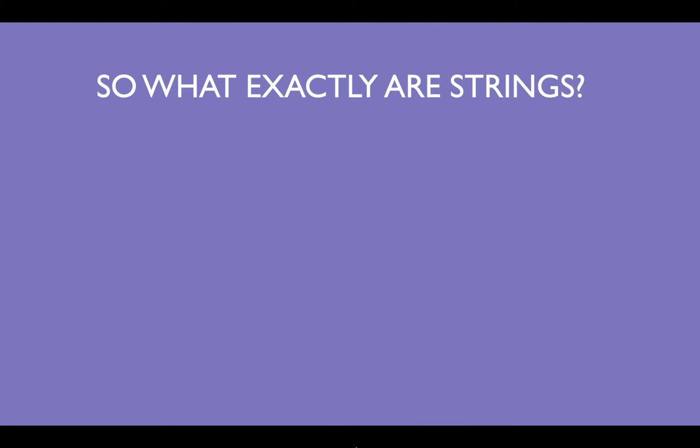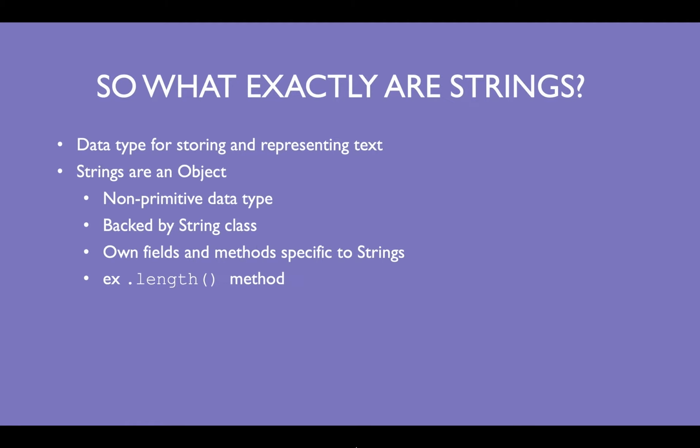Okay, so what exactly are strings? In all programming languages, strings are the data type used for storing and representing text. In Java, strings are an object, which means they are a non-primitive data type and are backed by a String class. And this means that all strings in Java are instances of this String class. Being a class means that strings get their own fields and methods specific to them, which we will go over a few in this workshop.